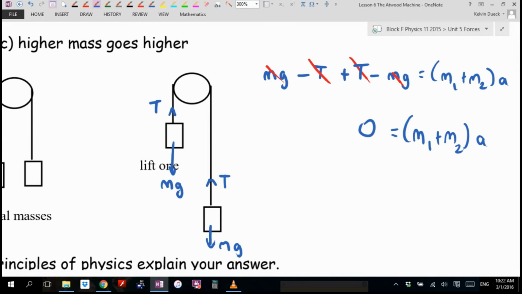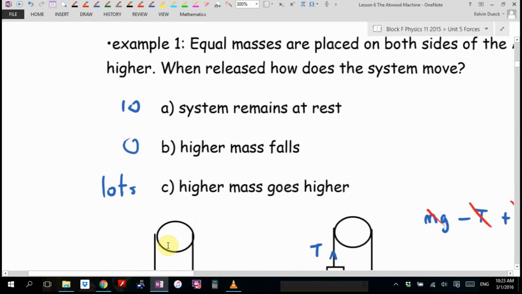You guys learned this year when you're solving quadratic equations that if you have something times something equals 0, one of these somethings has to be 0. Are the masses 0? No. You know what must be 0? The acceleration. And so if your acceleration is 0, what answer must be correct? A, B, or C? Gotta be.